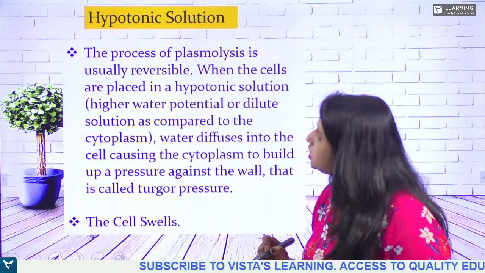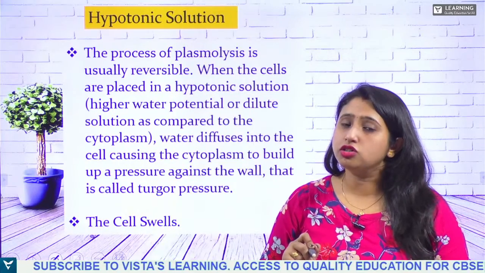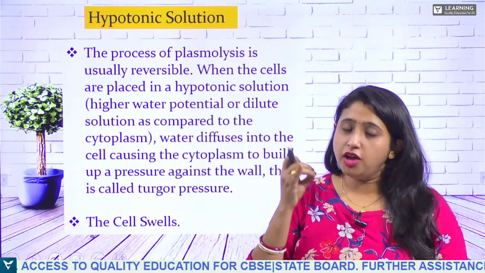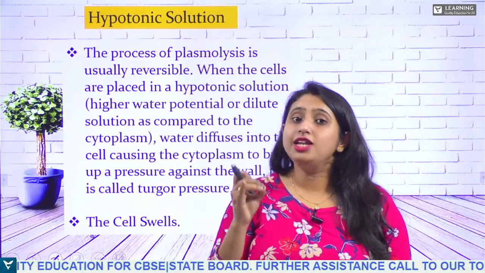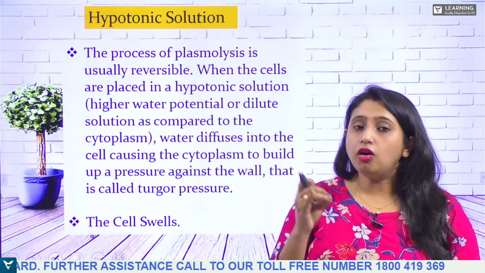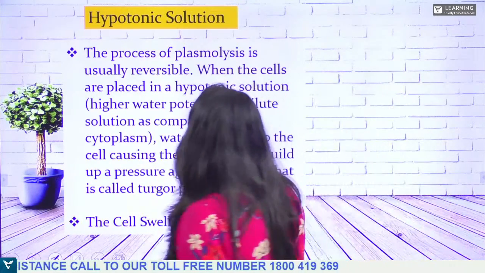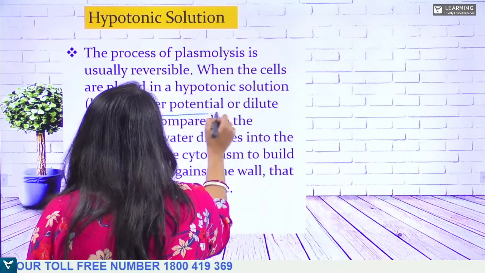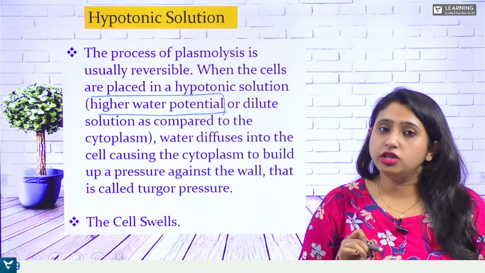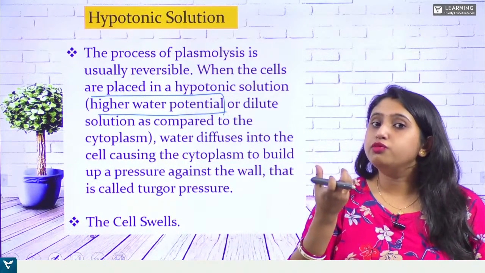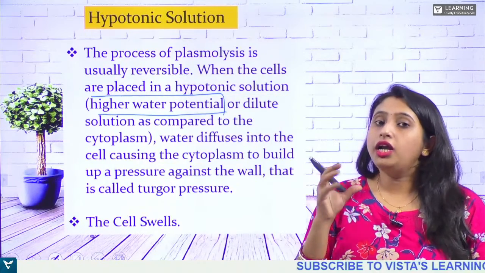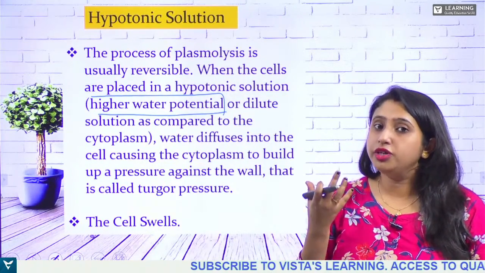Next, what is this hypotonic solution? In a hypotonic solution, the outer environment where the cell is being kept will have a higher concentration, that is, higher water potential, as you can see here. Because of this, the cell will absorb water, and it will swell up and become turgid.